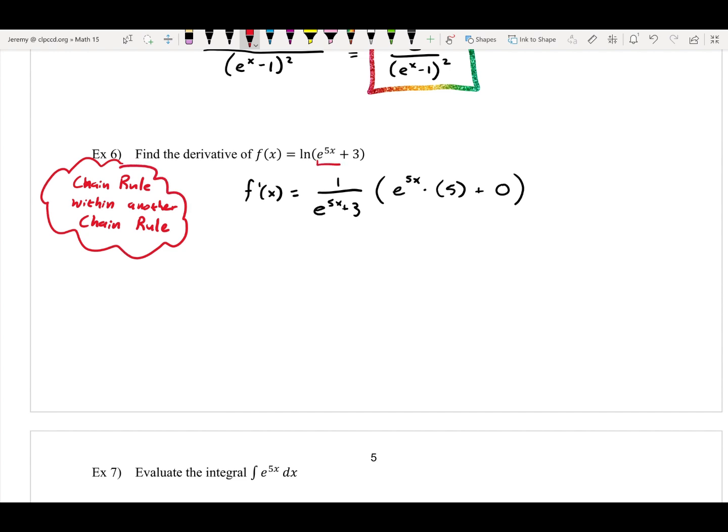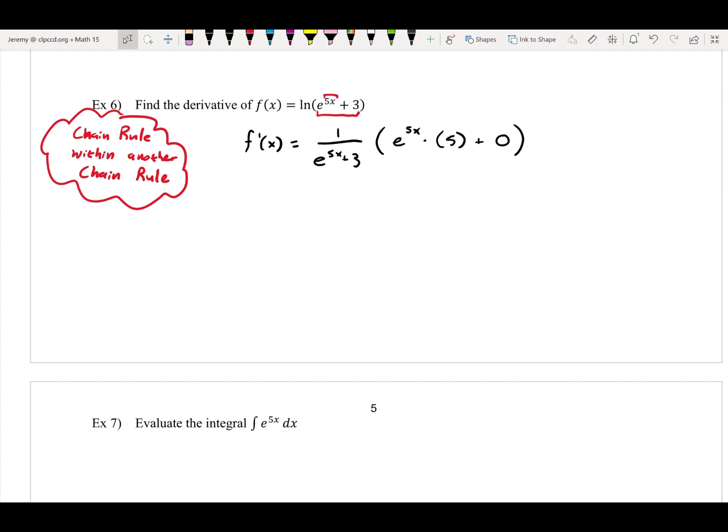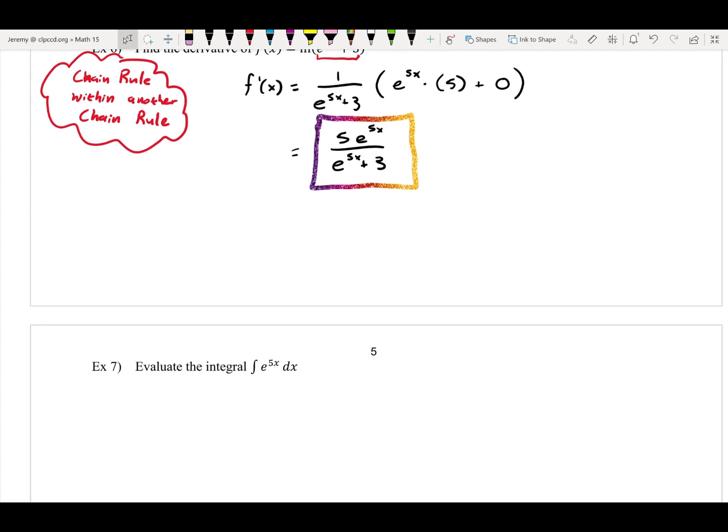Right, because we had that interior function, which we had to use a chain rule for, and yet another interior function to do another chain rule for. All right, but now that we got through that, let's just simplify. I believe we'll just be left with 5 e to the 5x divided by e to the 5x plus 3. And that's as far as we can take it. No common factors or anything like that. We could just leave it in that form.